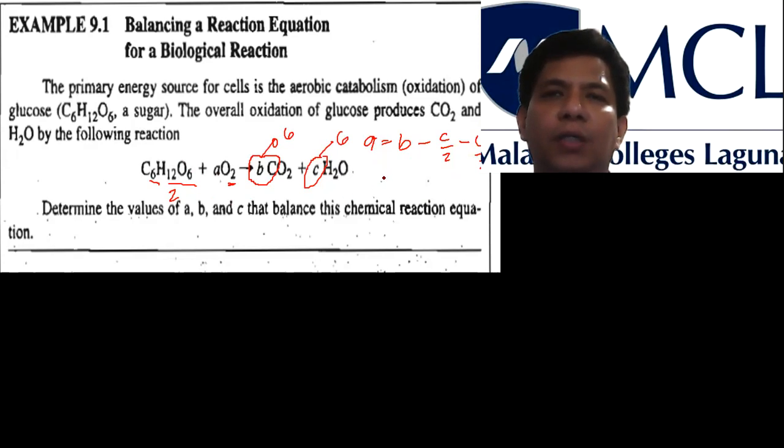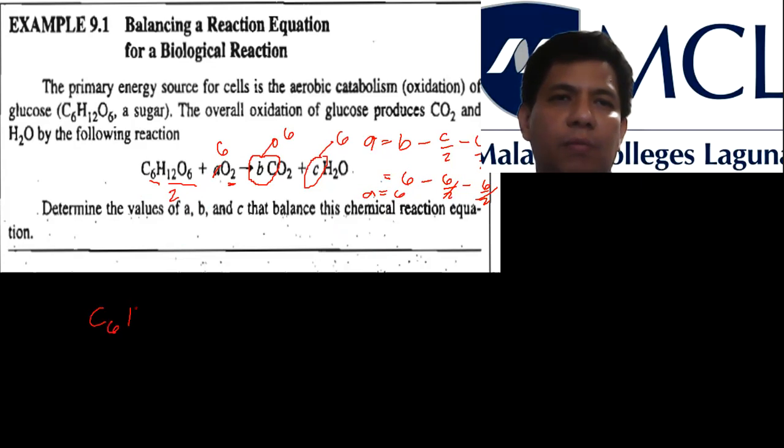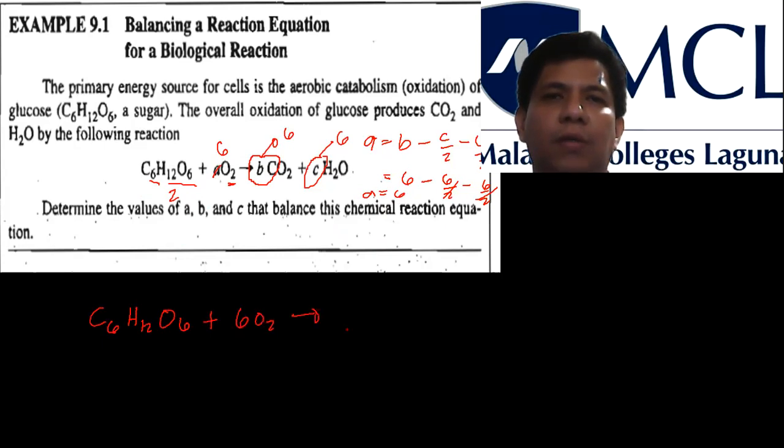If you substitute the values, you have 6 plus 6 over 2 minus 6 over 2, so these two will just cancel out. So A would be equal to 6. So that's the balanced equation: C6H12O6 plus 6 O2 gives 6 CO2 plus 6 H2O. This is the balanced equation. You can do this by inspection. Most of the time, it's quite easy to do balancing of reactions by inspection.